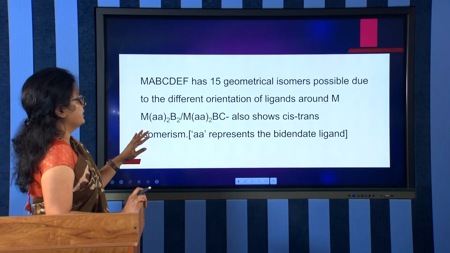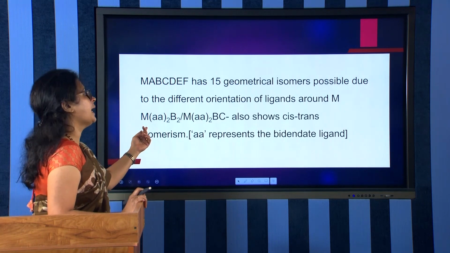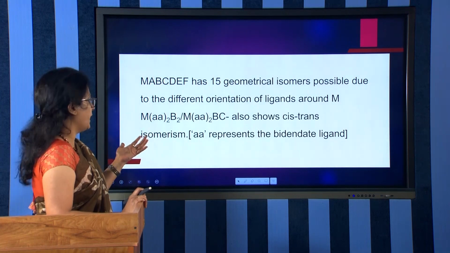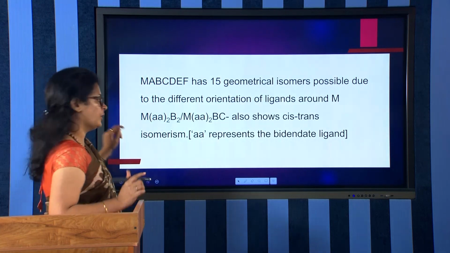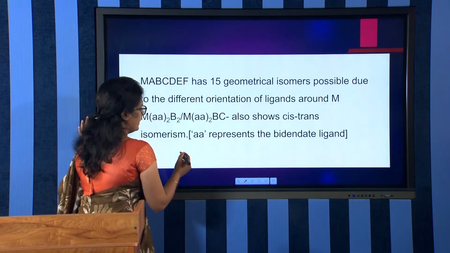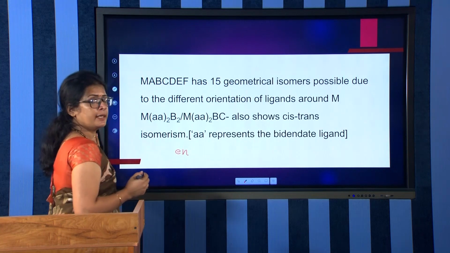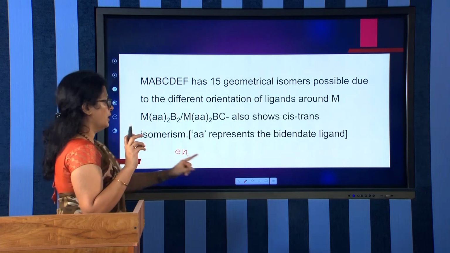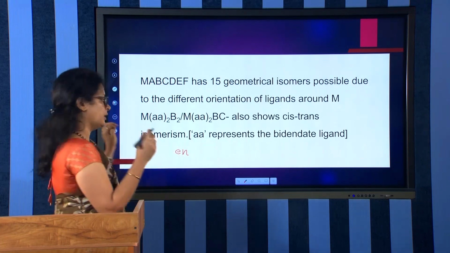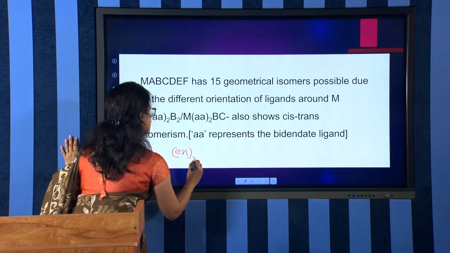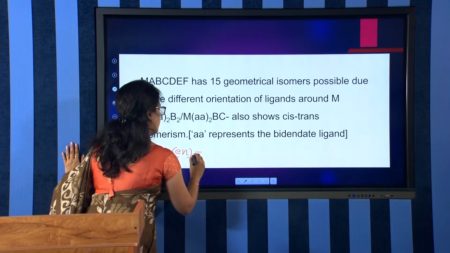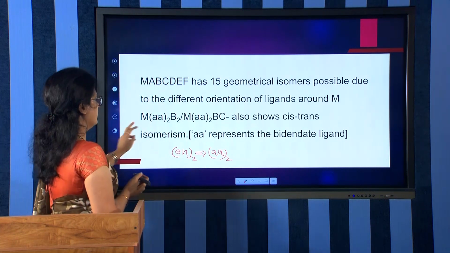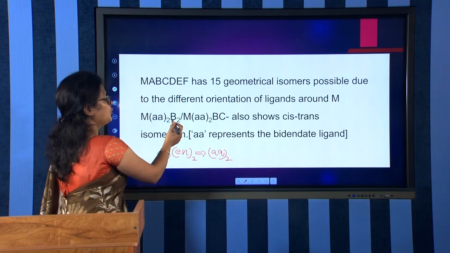And now there are different other types also, MAA twice B2 or MAA twice BC. Then what is AA? AA means it is a bidentate ligand. For example, en is a bidentate ligand, that is ethylene diamine, meaning it has 2 donor atoms. That is why it is written as en twice. This is MAA twice B2.